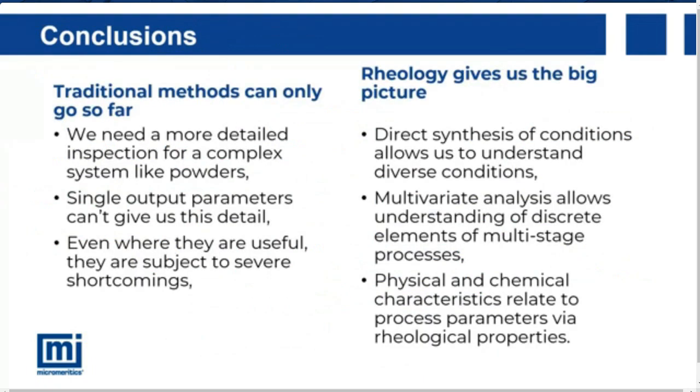So then, in conclusion, traditional methods can only take us so far. We need a more detailed inspection for a complex system like powders, and single output parameters can't give us the detail we require. Even where they are useful, they're subject to severe shortcomings and are not able to give us the kind of high accuracy measurements that we require in a modern process society. But rheology gives us that big picture. Direct synthesis of condition allows us to understand diverse conditions that are present in our powders, and multivariate analysis allows understanding of discrete elements of multi-stage processes. Physical and chemical characteristics can be related to process parameters via these rheological properties.